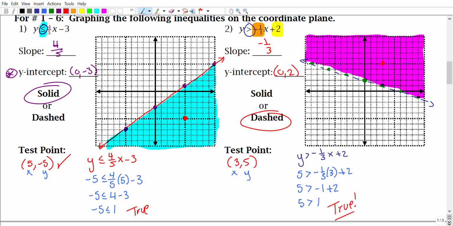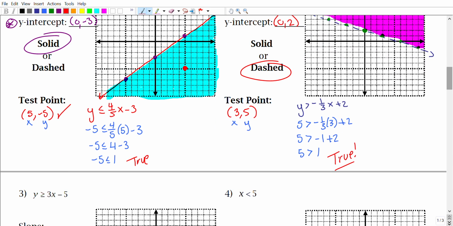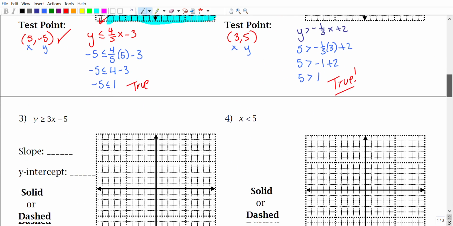Okay, 5 is greater than 1, and so my shaded region is correct. So that's all we're doing here, guys. We're going to decide whether we are using a solid or dashed line. Once we have that, we have to decide, are we going to shade above or below? Finally, once you have your line graphed and your region shaded in, you have to actually test out a point. Just grab a point that's in that shaded region and see if it works by substituting it back into your original inequality.